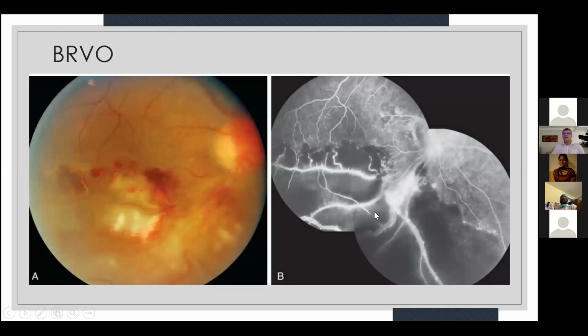So what is the importance of fundus fluorescein angiography in a case of BRVO? It helps us to know the macular ischemic status, the amount of neovascularization, and the CNP areas that are seen in the patient.